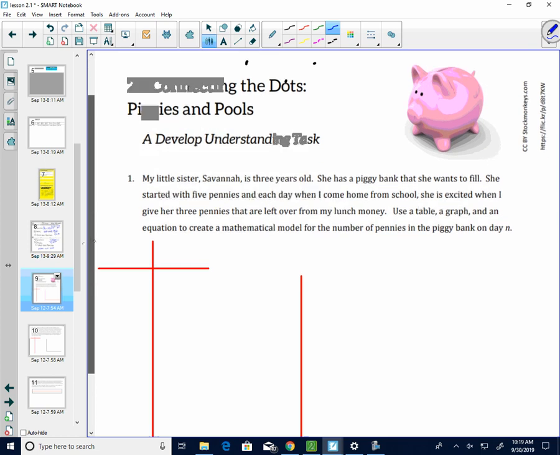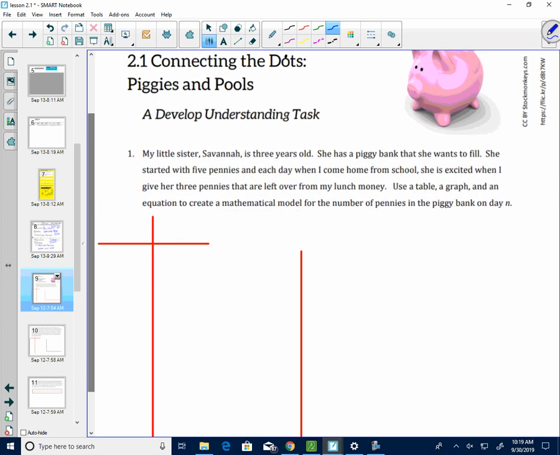So number one says, my little sister Savannah is 3 years old. She has a piggy bank that she wants to fill. She started with 5 pennies. So that's important information. We're going to draw a box around it. And each day, when I come home from school, she's excited when I give her 3 pennies that are left over from my lunch money. We'll use a table, a graph, and an equation to create a mathematical model.